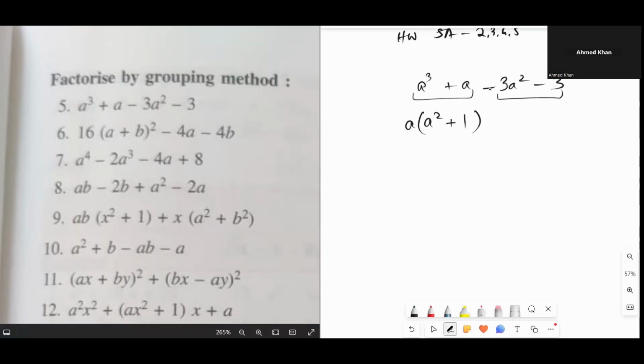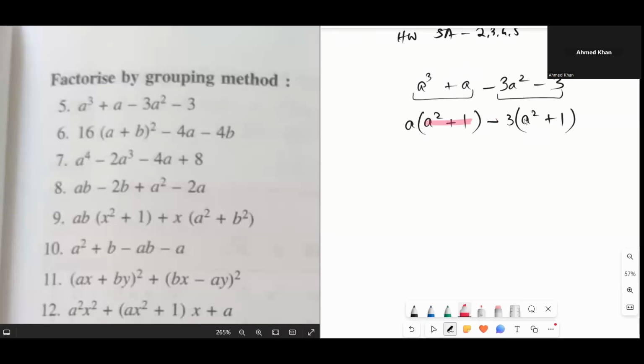Now for the next 2 terms, before that put the minus sign. Now what is common from these 2 terms? 3. If you take out 3, then what's in the bracket? A square plus 1, because minus 3 into plus 1 is minus 3, right? Minus into plus is minus. Remember, if there's a minus outside, the signs inside will change, right? Is this clear?